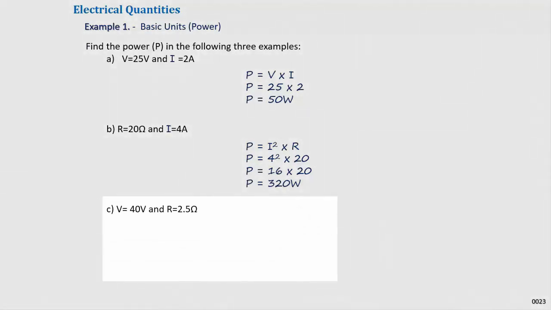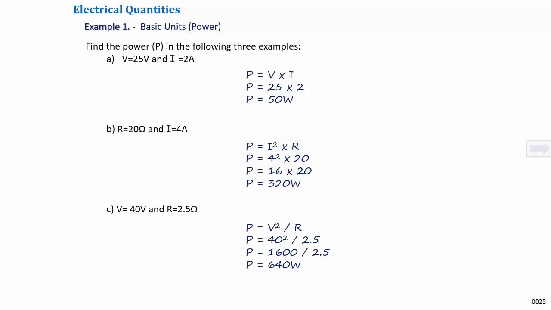In Part C, we need a formula that contains both voltage and resistance. Power equals the voltage squared divided by the resistance. Substituting the values, voltage equals 40 volts and resistance equals 2.5 ohms. So 40 squared divided by 2.5 equals 1600 divided by 2.5, which gives a power consumption of 640 watts.